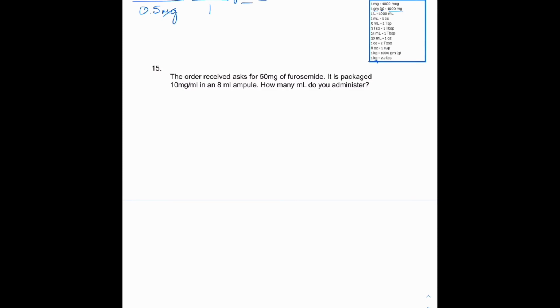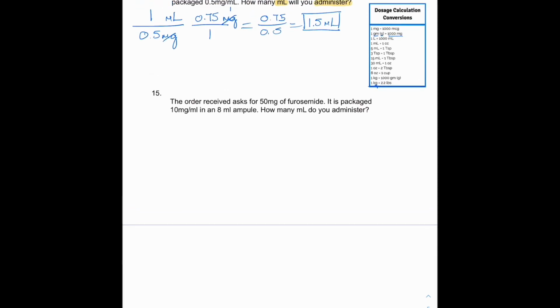0.75 divided by 0.5. And that is equal to 1.5 mils, and that makes sense too if you think about it. So if for every 1 mil there's 0.5 milligrams, well, 0.75 is just a little bit over 0.5, so it would make sense that 1.5 mils would be 0.75 milligrams.